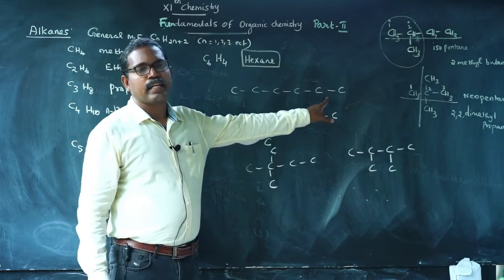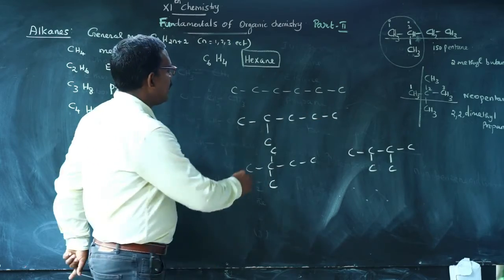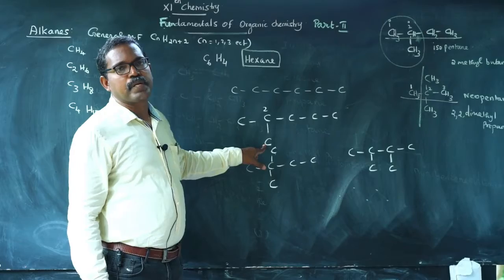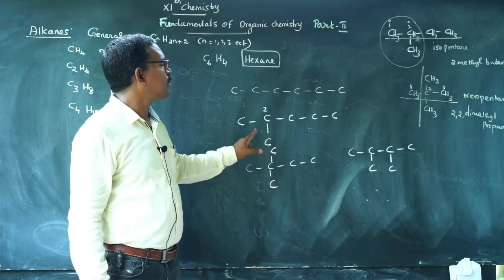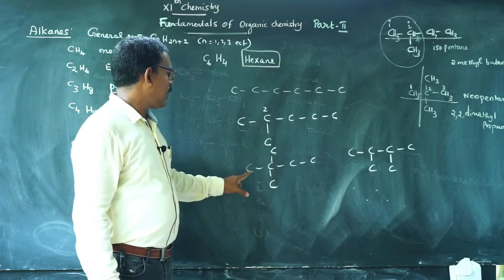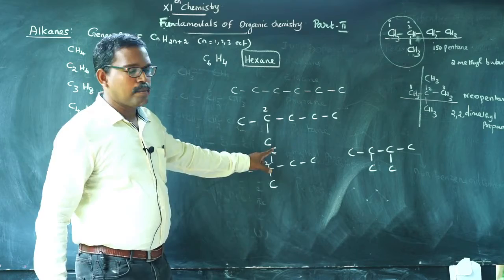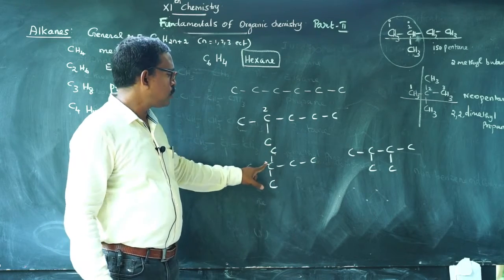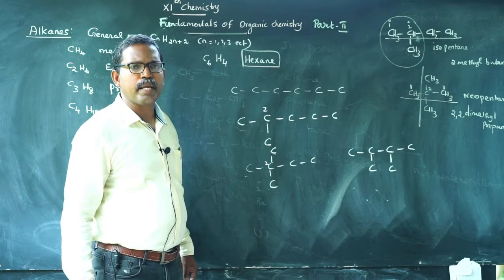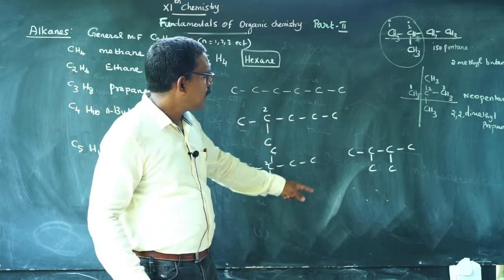So, this is normal hexane. Normal hexane has no branches. In this compound, carbon number 2 has a methyl group present. Therefore, it is 2 methyl pentane. In this compound, the second carbon has 2 substituents present. It is 2, 2 dimethyl butane.